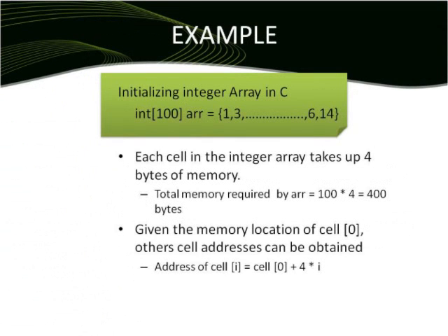We'll kick off with an example of initializing an integer array of size 100 in a high-level programming language such as C. Now we can see that each cell takes up 4 bytes of memory, being an integer, so the total memory required by the array is simply the number of cells times the number of bytes taken up by each cell, in this case 100 by 4 being 400 bytes. Also, when we're given the memory location of the beginning of the array being cell 0, we can also work out the address of the ith cell by using cell 0 plus 4 times I, as we can see in the slide.